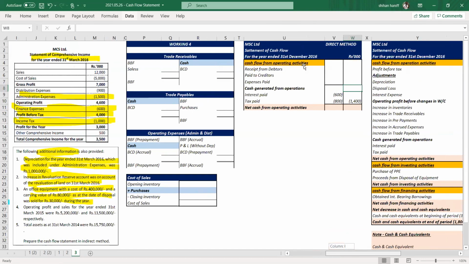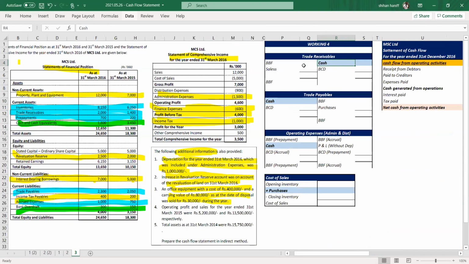Trade receivables. Opening balance 1,400. Closing balance 2,000. Sales 12,000. Then we can get the cash received from the debtors. Cash received from the debtors 11,000.